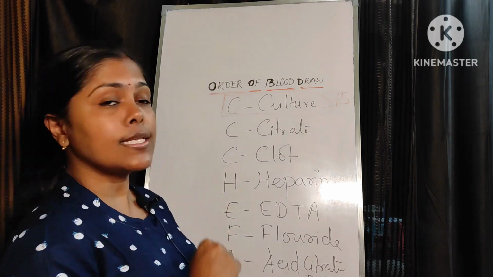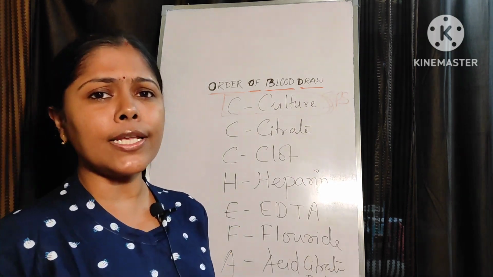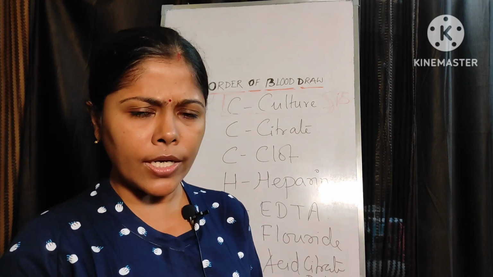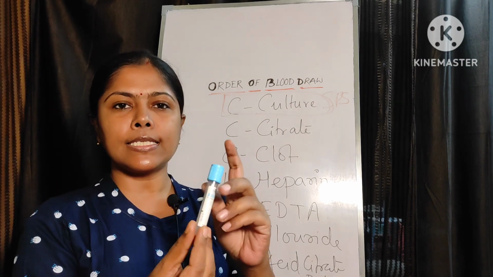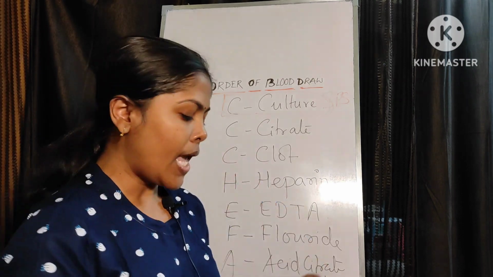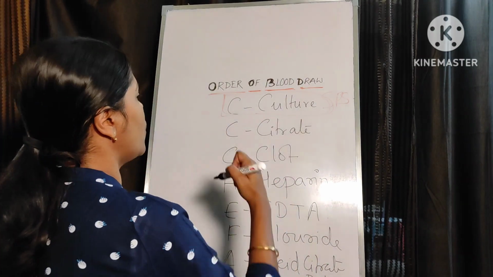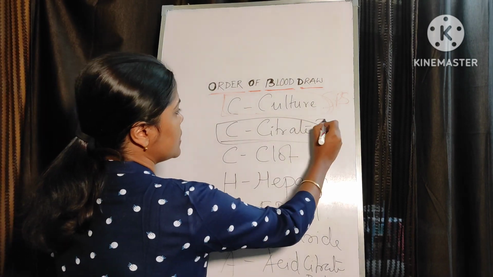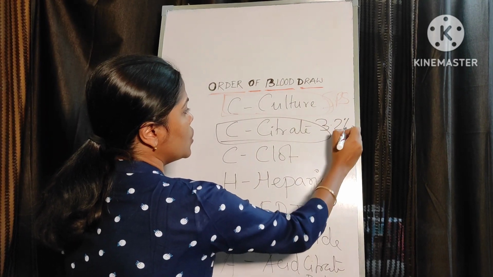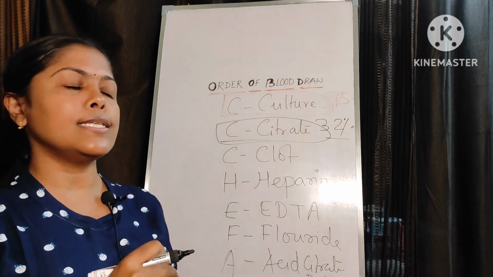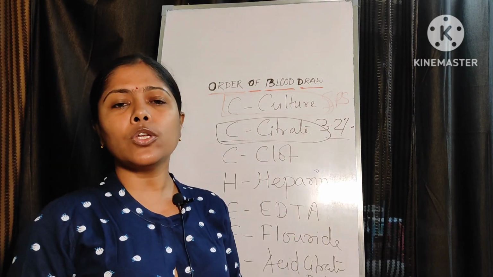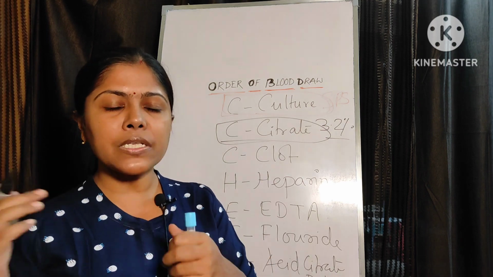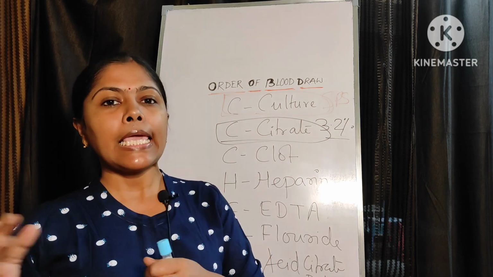Next one is citrate. What do we do for citrate? Citrate is mainly used for coagulation profile. So this is the citrate vial. It is a blue color capped vial, and the citrate used for this is of strength 3.2%. Many of you may know that we use 3.8% sodium citrate for ESR estimation, but here we use 3.2% strength.